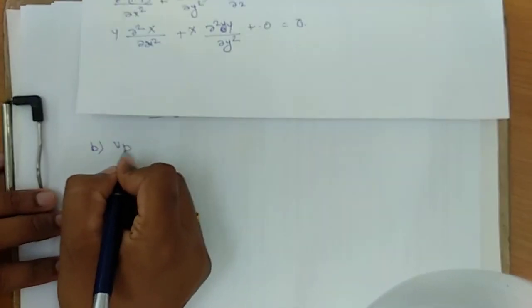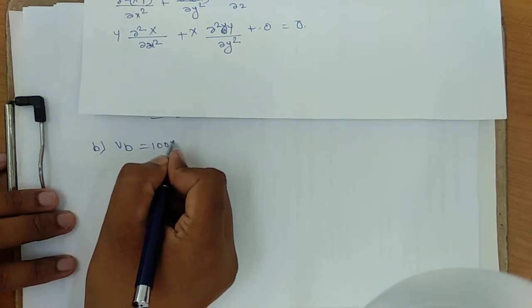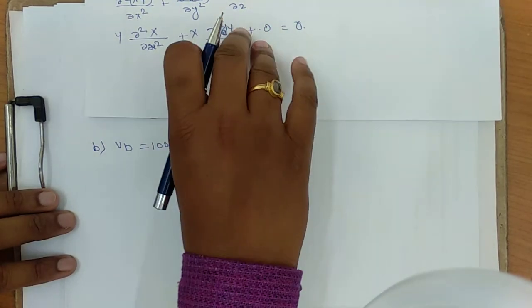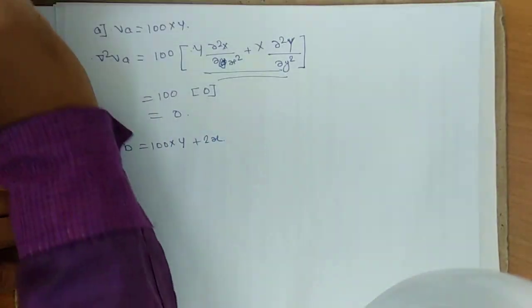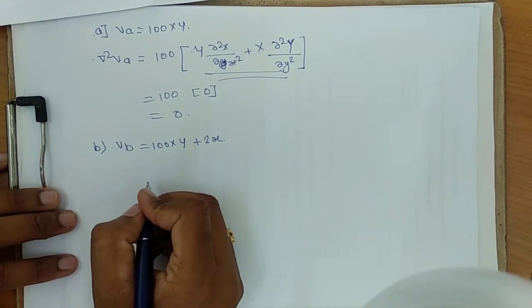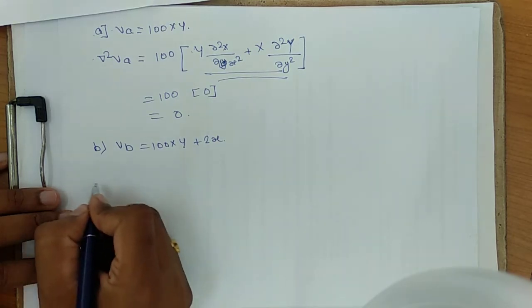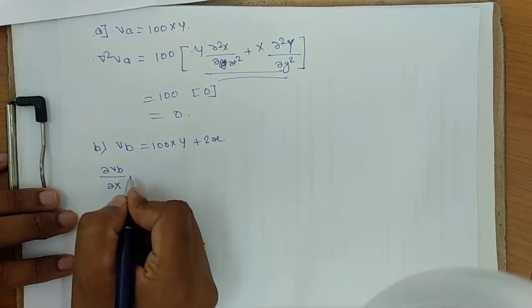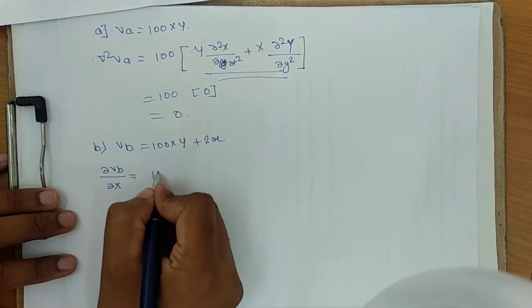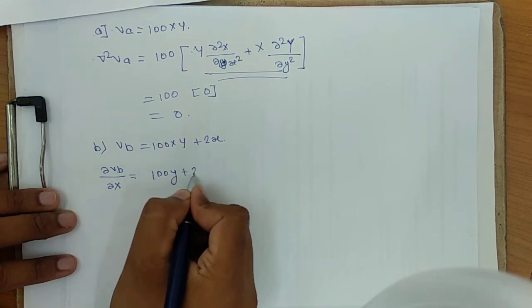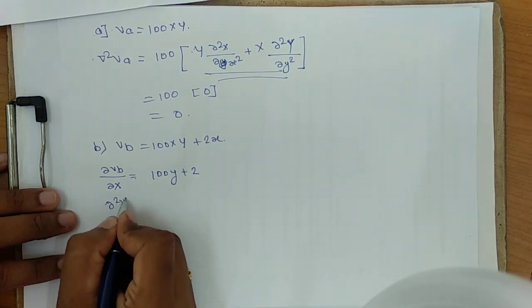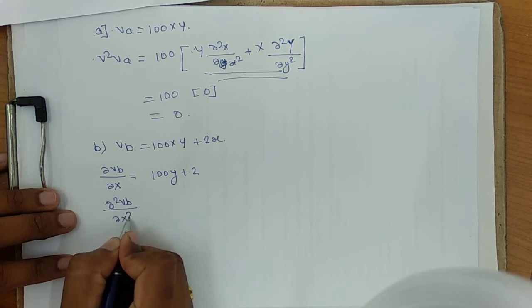Vb is equal to 100xy plus 2x. So one by one we have to find out. First of all, we have to find out ∂Vb/∂x, so it is 100y plus 2. Then we have to find out ∂²Vb/∂x².